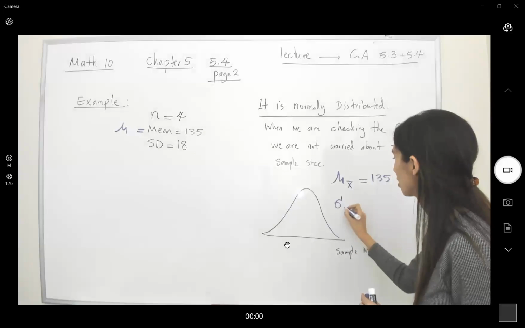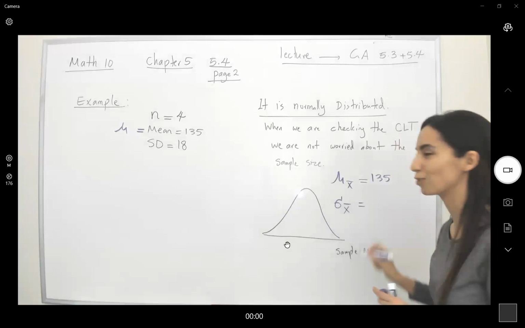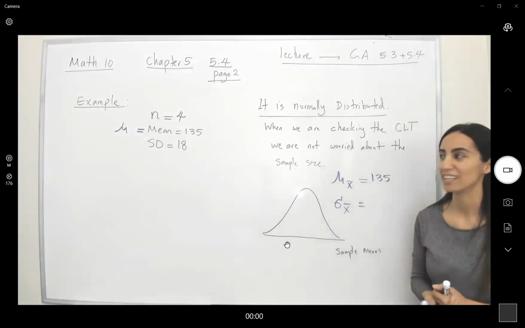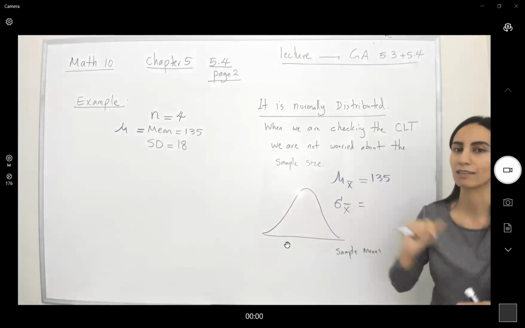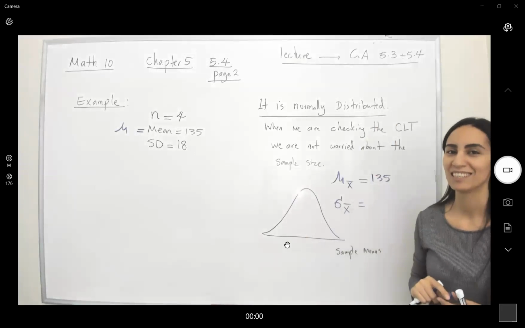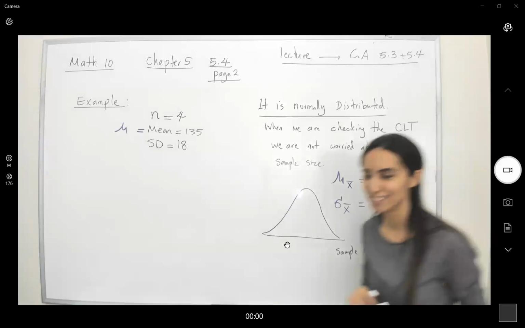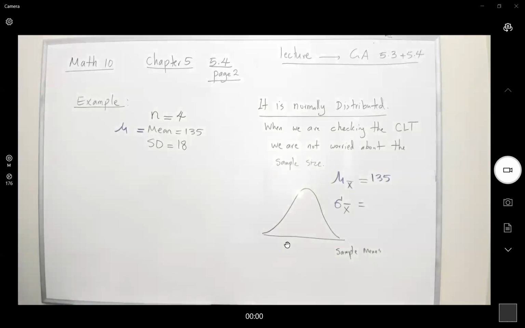Sigma sub x bar. 18. What about this one? 18. Is it equal to the standard deviation of the population, or is it smaller? It is smaller.